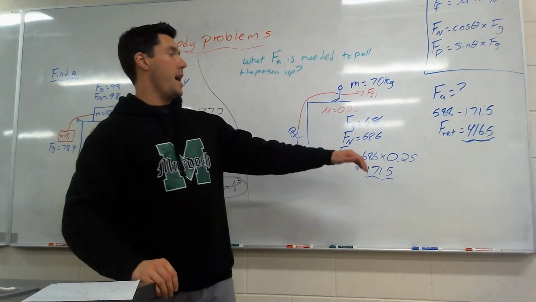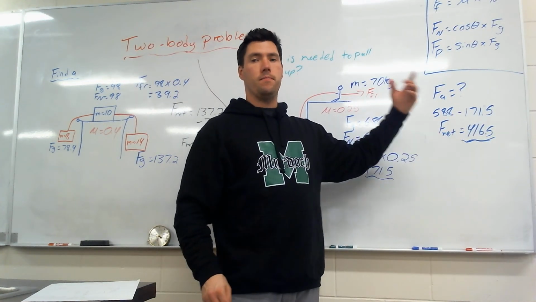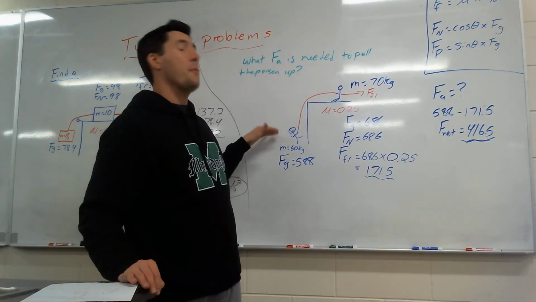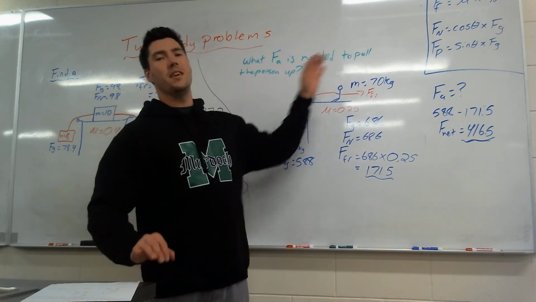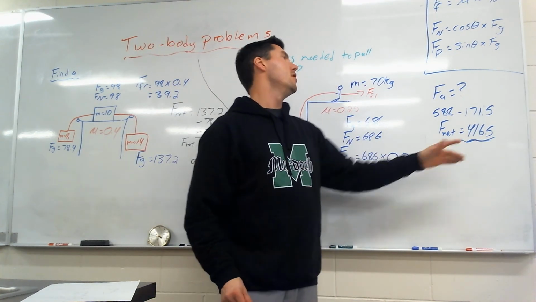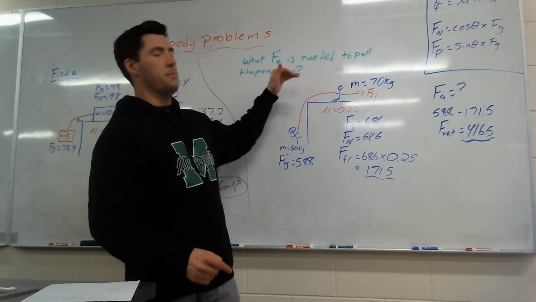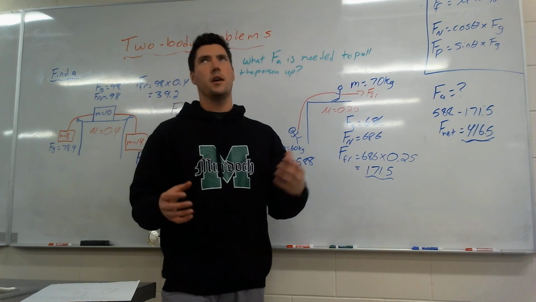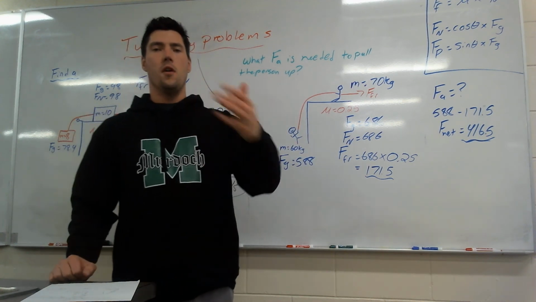If you were to pull with exactly 416.5, you would go nowhere. You stop this person from falling, but you wouldn't be lifting them up. So basically anything over the 416.5 would start to pull this person up. Okay? And so that's how you would find this kind of question, which is very similar to, I think, the second or third last question on the back side of your worksheet.